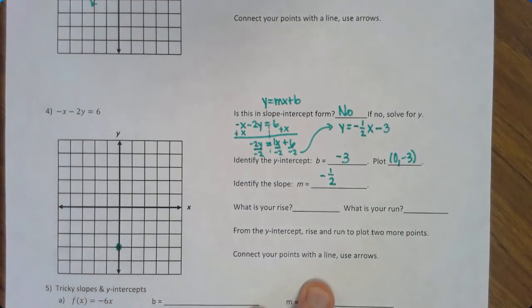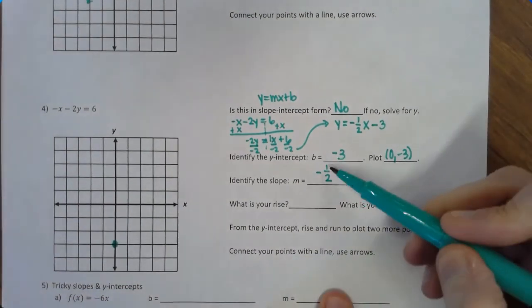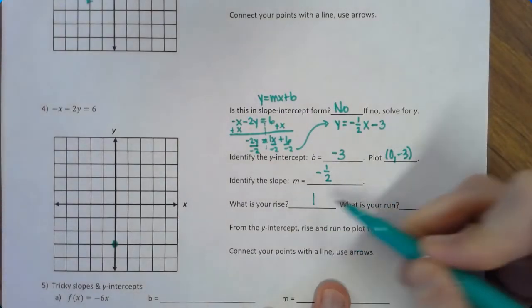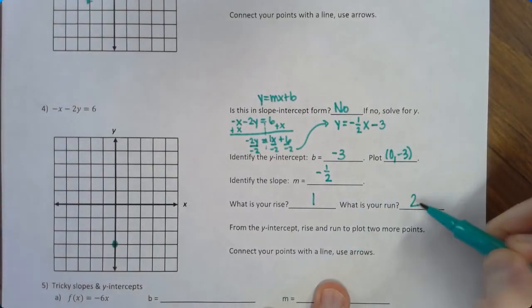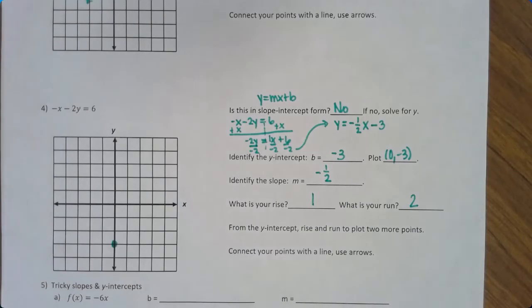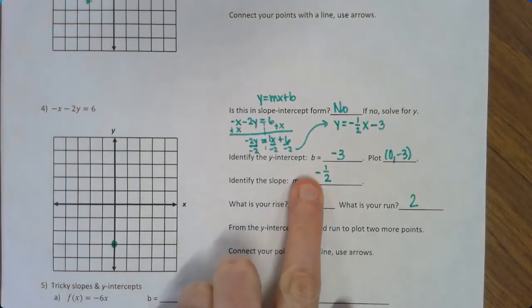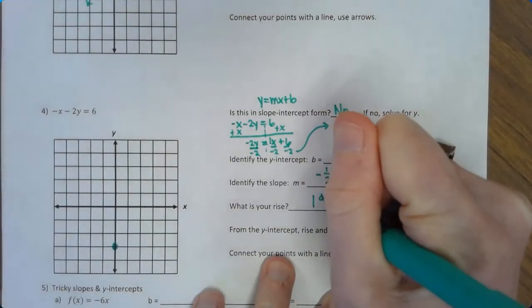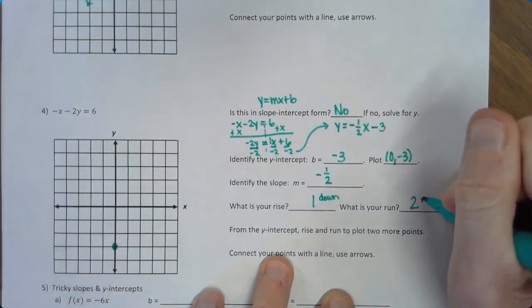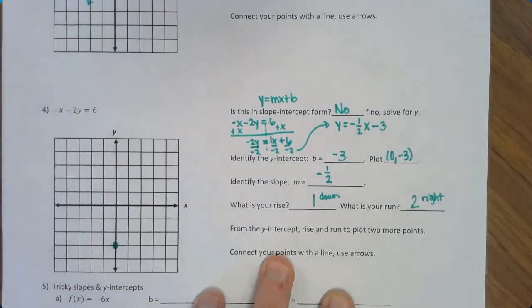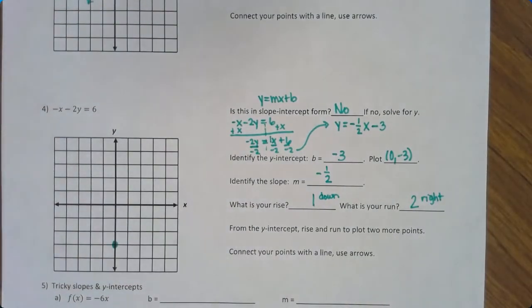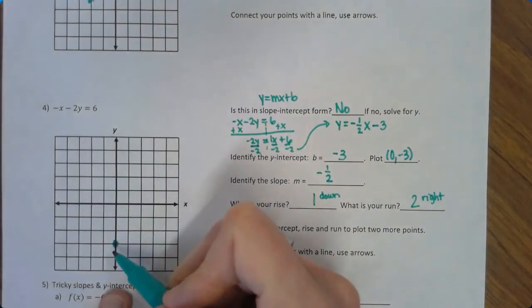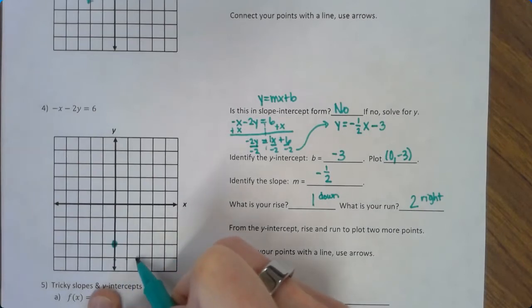And now this we know means that we have a rise and a run. My rise is 1 and my run is 2 because slope is rise over run. But because we have a negative slope, we know a negative slope goes down to the right. So because I have a negative slope, we're going to go 1 down and 2 right. So from my y-intercept, I'm going to go 1 down and 2 right.